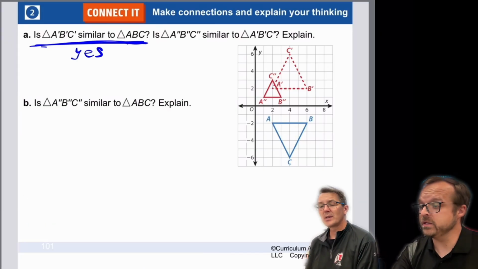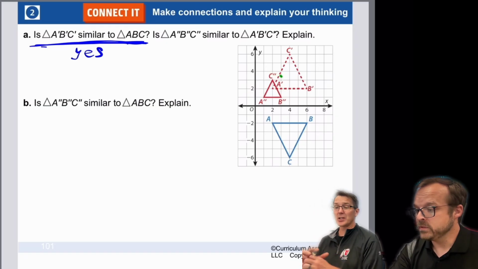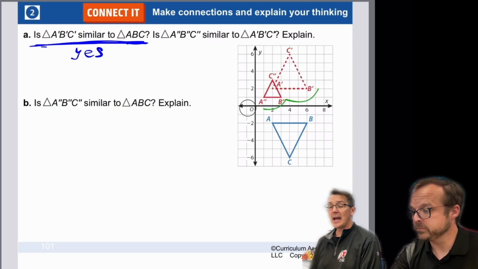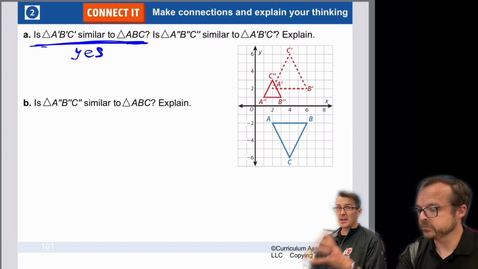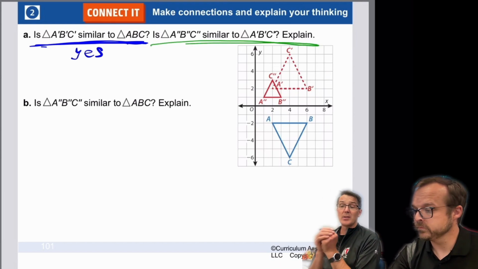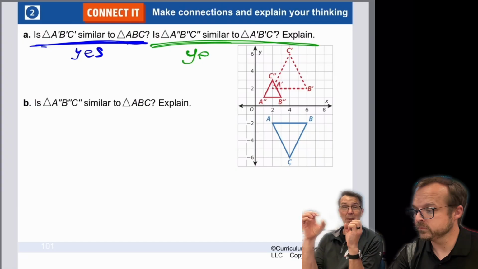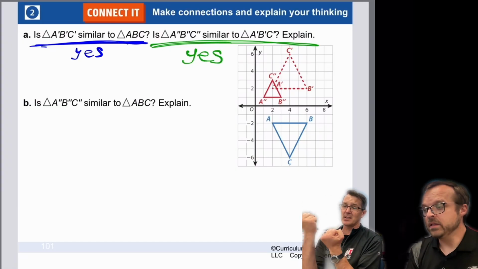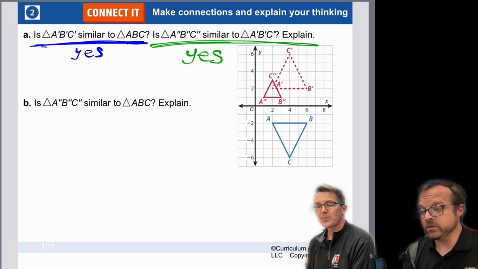Next part of that question, is the double prime similar to the single prime? So that's after the dilation. So is that our smaller one and this one right here? Are those similar? And again, we know they are because one was a dilation of the other. So they're the same shape but different sizes. Now those two aren't congruent, obviously, because they're not the same size. So those two are similar, but they're not congruent.